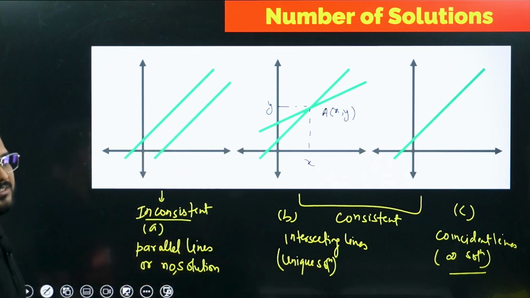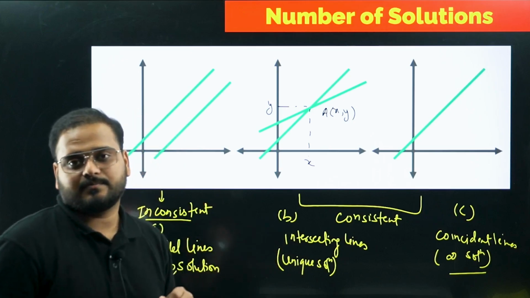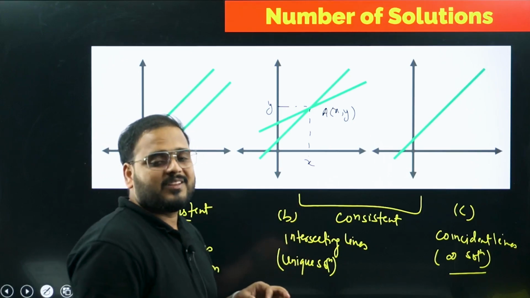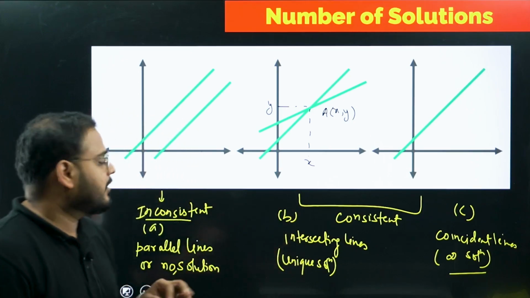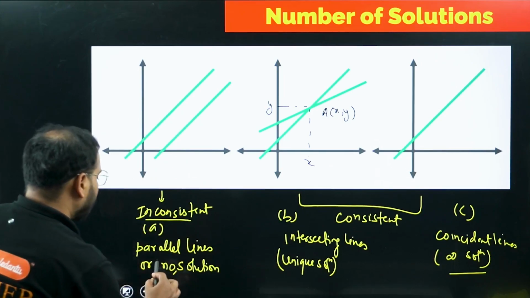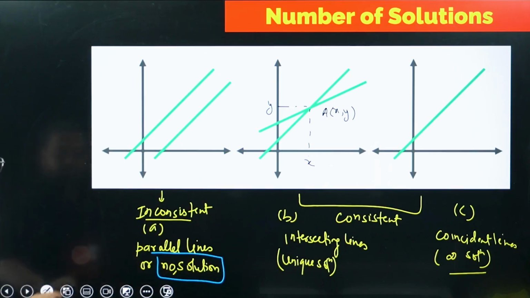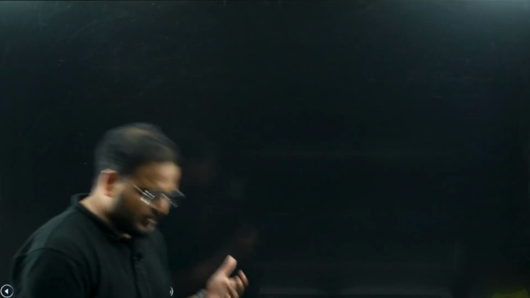About inconsistent, you don't have any solutions when the lines are parallel to each other. When the graphs of the given linear equations are parallel, there is no solution. That is the case for no solution, sir.